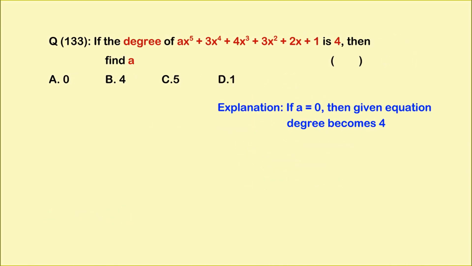Question number 133. If the degree of ax to the power of 5 plus 3x to the power of 4 plus 4x to the power of 3 plus 3x square plus 2x plus 1 is 4, then find A. As you know, degree is the highest exponent of the monomials present in a polynomial, which is 4. So that's why ax to the power of 5 is removed. If A is equal to 0, ax to the power of 5 will be 0. So the remaining equation will be 3x to the power of 4 plus 4x to the power of 3 plus 3x square plus 2x plus 1, which has degree 4. So the right answer is A.